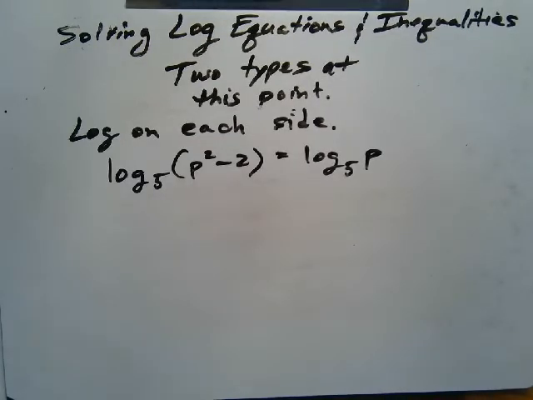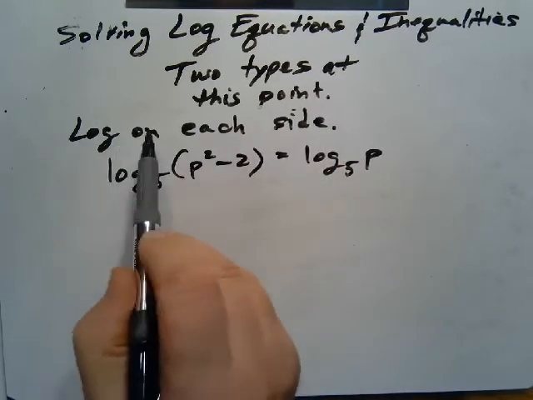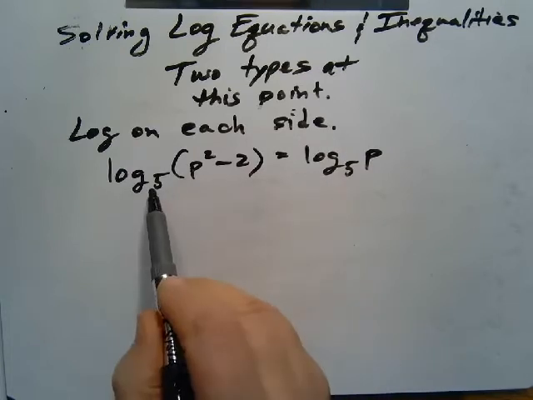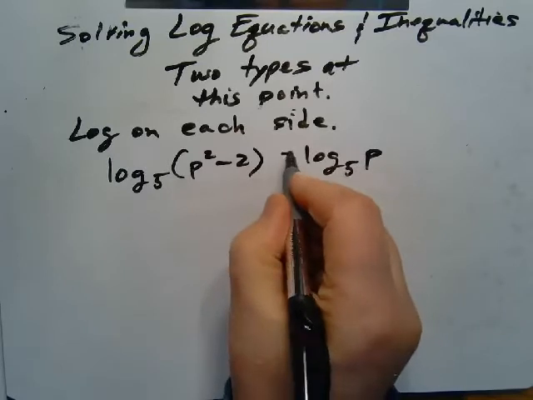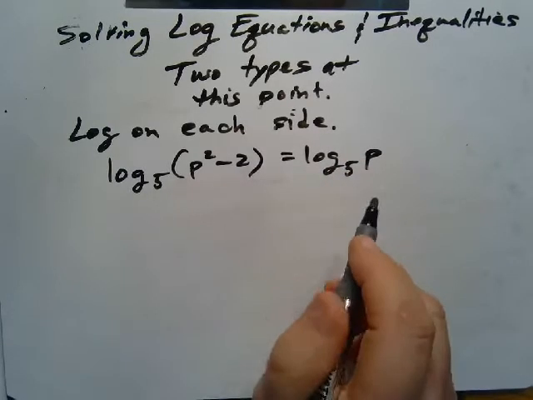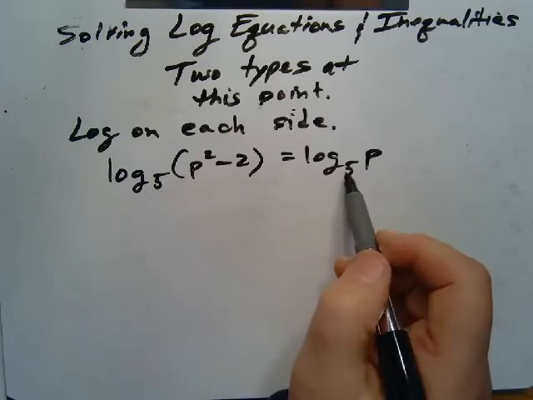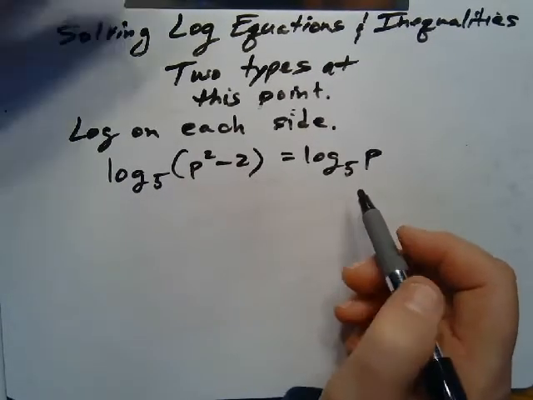All right, let's take this problem here. The second type of problem you're going to see is when there's a log on each side. Take a look at this problem here. See, there's a single log and they have the same base on each side. If they had different bases, we'll get to that much later in the chapter. But if they have the same log base, same base on each side, we've got a fairly easy project to do.